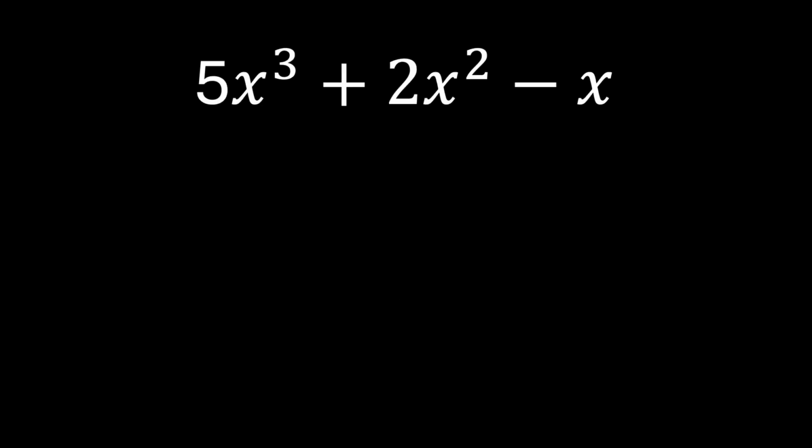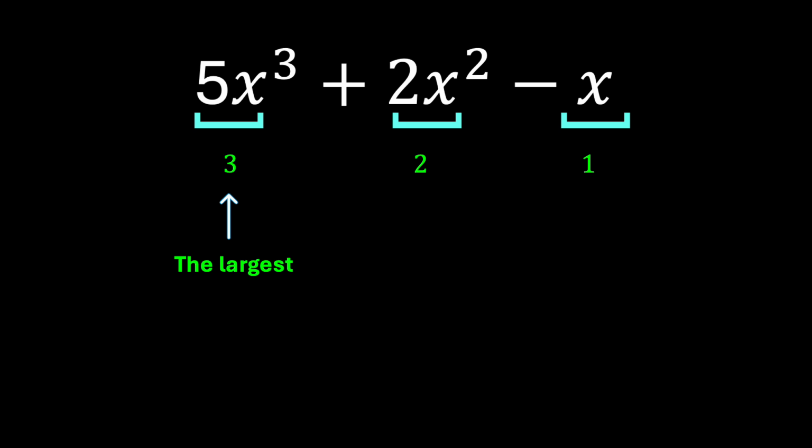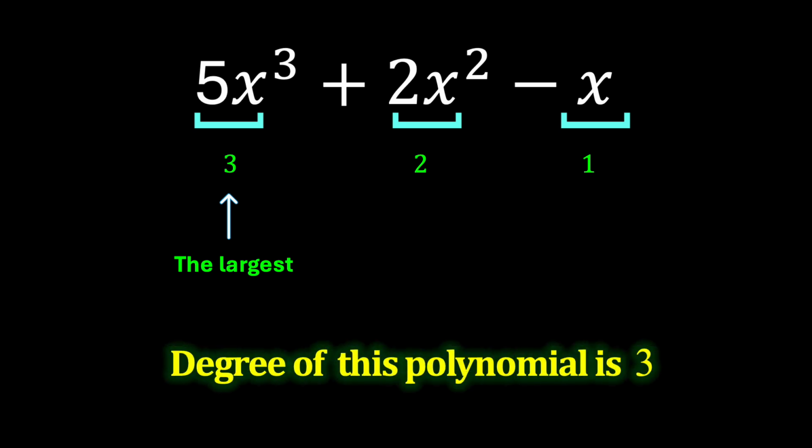So, for example, if your polynomial is 5x to the power of 3 plus 2x squared minus x, for the first term, the exponent is 3. And for the next term, the exponent is 2. And finally, for the last term, we consider the exponent to be 1 because there is no exponent shown here. So the term with the highest exponent is 5x to the power of 3, where the exponent is 3, so the degree of this polynomial is 3.